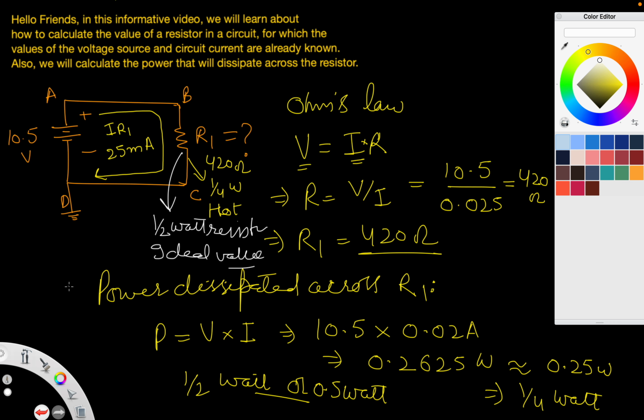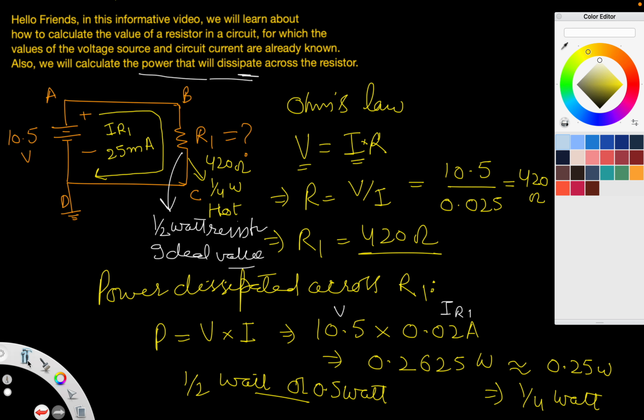After that, the second point was that the power dissipation was to be calculated, and this is how we know the power is given by V into I. So here the voltage is 10.5 volts and the current is IR1. Just a moment, we have made some mistake here. It's not 0.02, it's 0.025. Let me correct this.